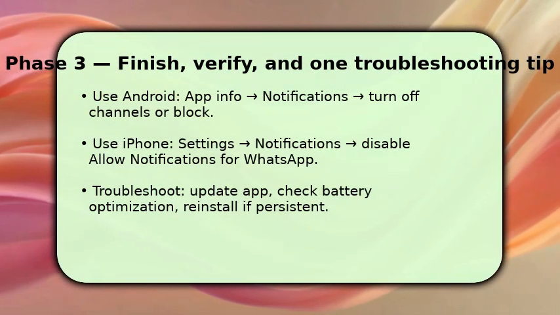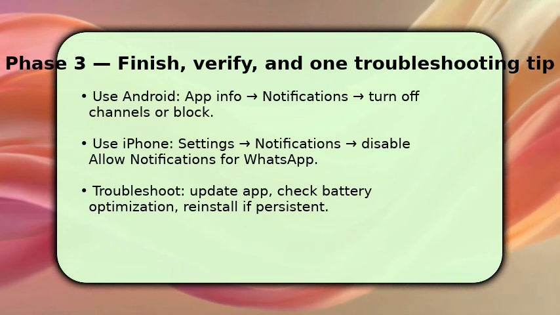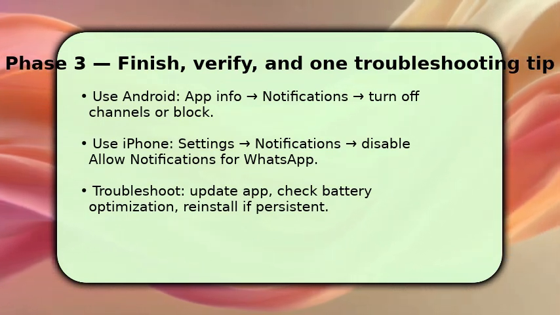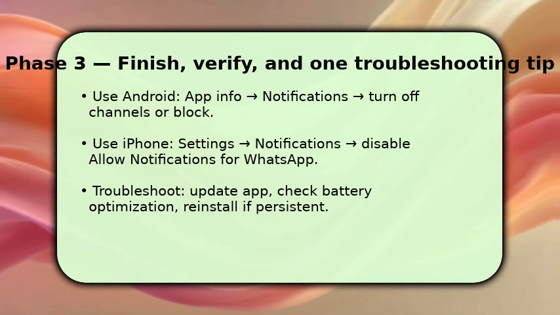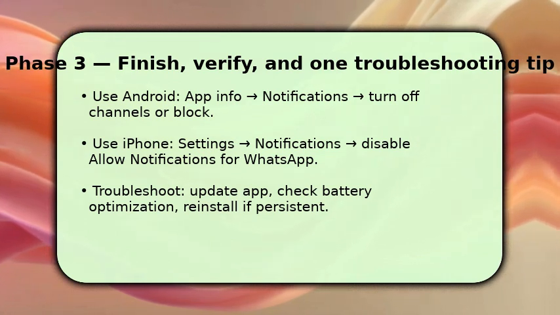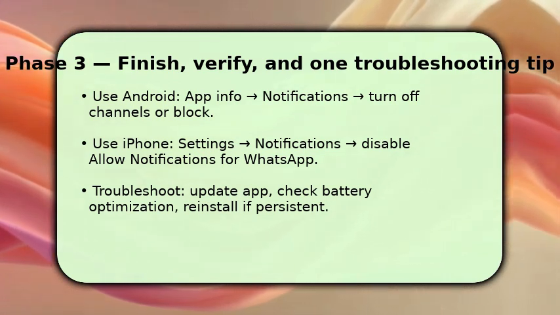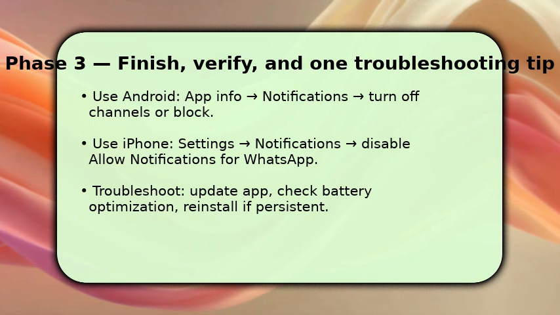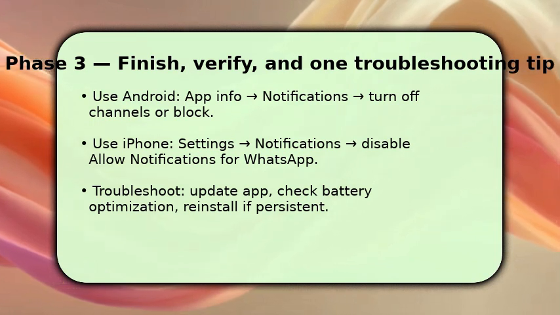Finish by controlling notifications at the system level so WhatsApp can't bypass your choices. On Android, go to App Info, Notifications, then turn off specific channels or block the app entirely. On iPhone, open Settings, Notifications, and disable Allow Notifications for WhatsApp.